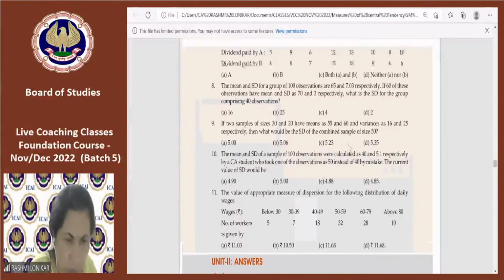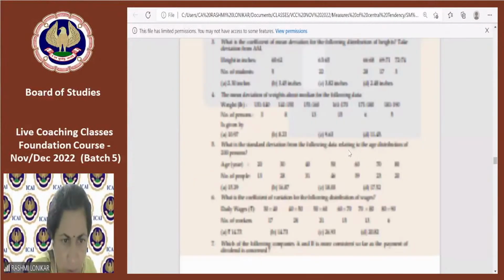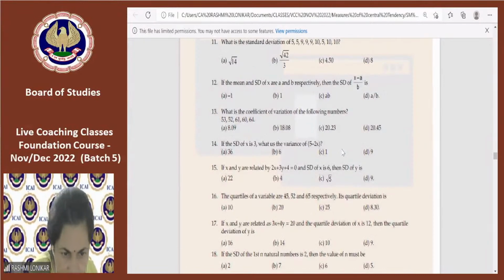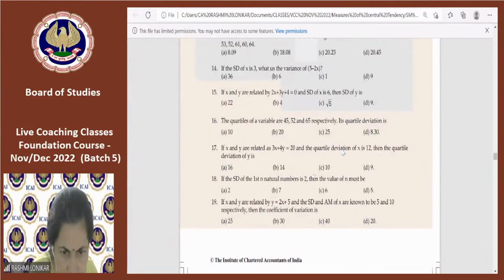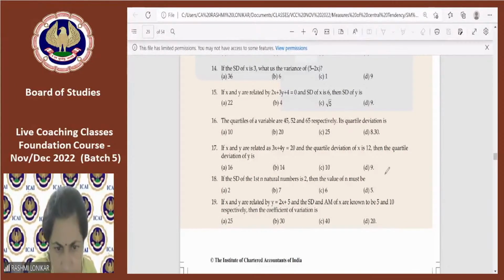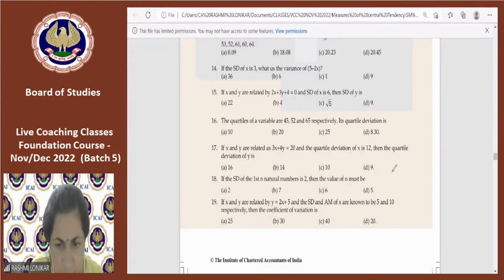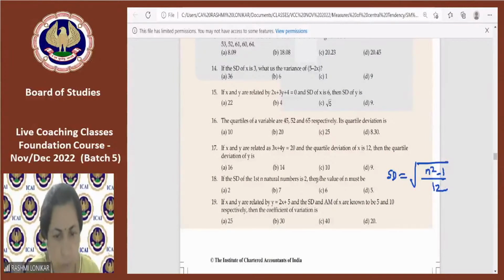18th question, 14.58. Arshdeep, where were you paying attention? I've already told you how to do this. Standard deviation of n natural numbers is equal to square root of (n square minus 1) upon 12. So substitute, you will get the value of n as 7.